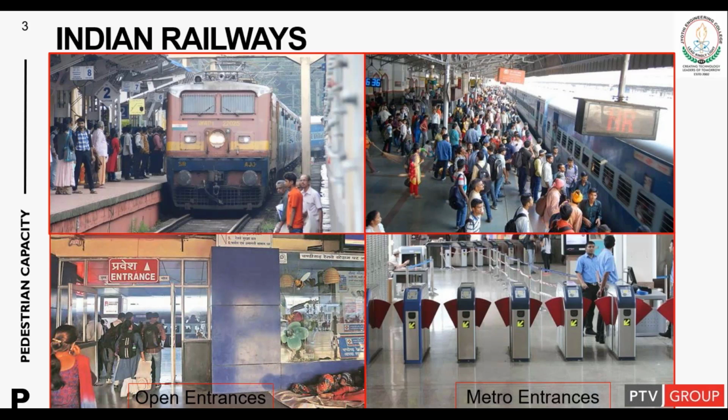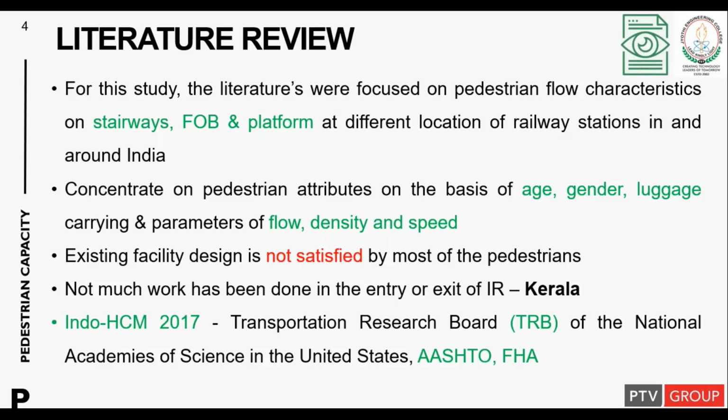Based on the literature review, I'm taking up this project, and based on some of the literature reviews, the parameters are taken for the evaluations. For this study, the literature focused on pedestrian flow characteristics on the stairways, FOB, and the platforms at different locations of railway stations in and around India, concentrating on pedestrian attributes on the basis of age, gender, and luggage carrying capacities. Based on the parameters of the pedestrians, I'm taking the flow, density, and the speed.